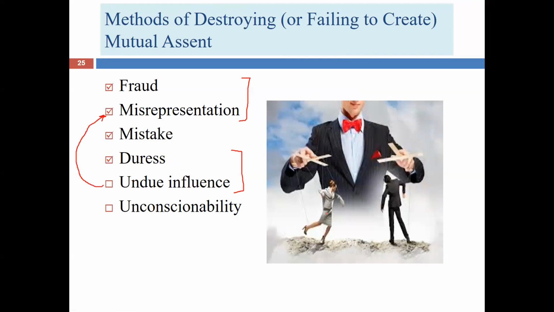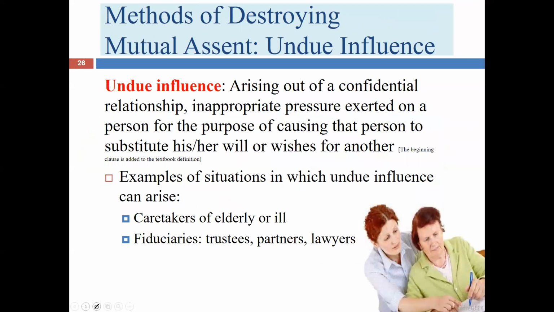And this is our image for undue influence. We can see we have the puppeteer pulling the strings of various people. Maybe they're not even aware that their strings are being pulled, but they are being driven or pushed in a certain direction to take actions that maybe aren't in their best interest. That's what we're talking about when we're talking about undue influence.